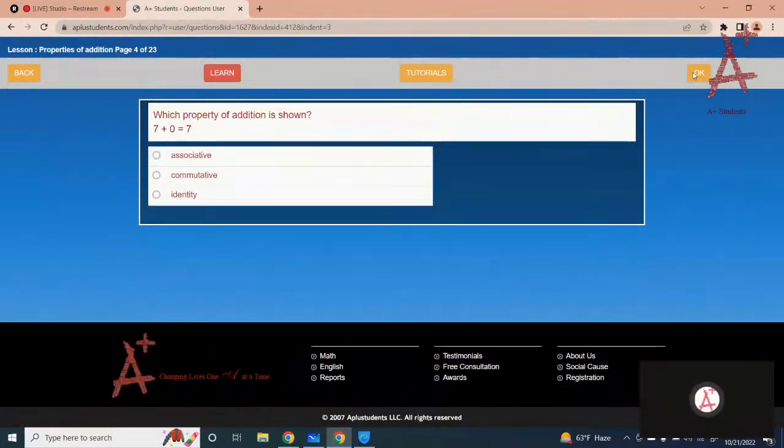Okay, which property of addition is shown? 7 plus 0 equals 7. So this is the identity. That means it doesn't matter, you add 0 to any number, the answer must be the same number. So it is the identity. Got it? 7 plus 0 is 7. So that is the identity. Select the correct option and then click on the OK button.